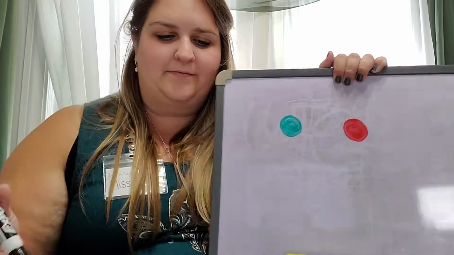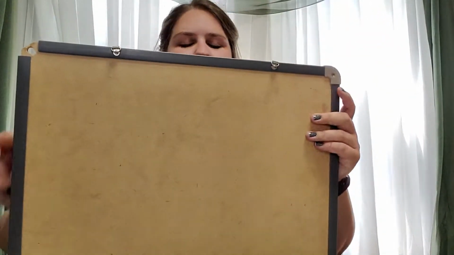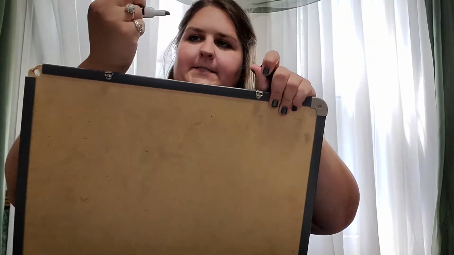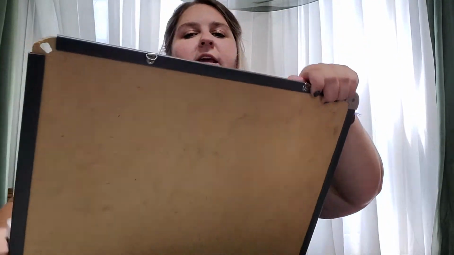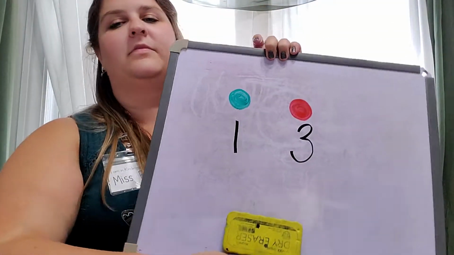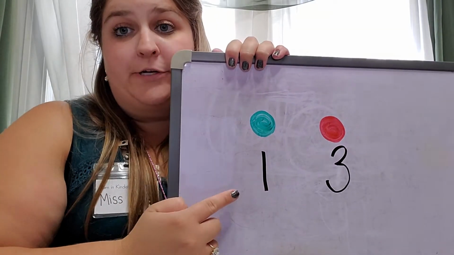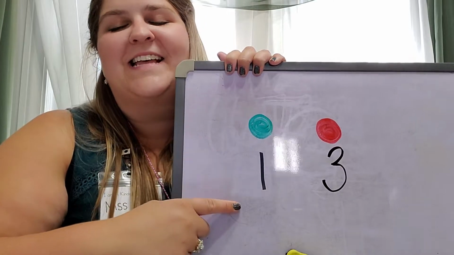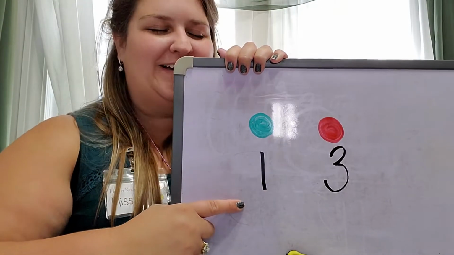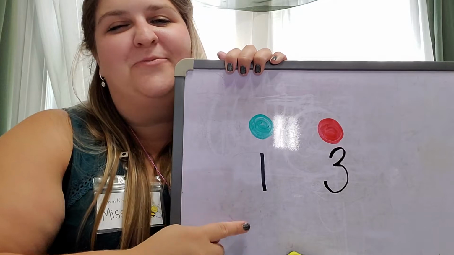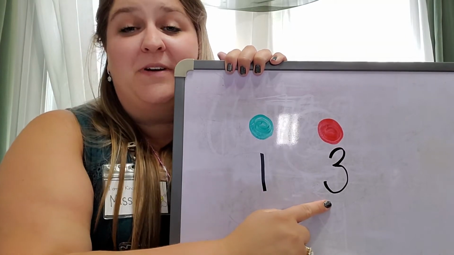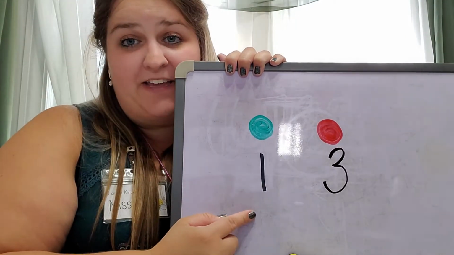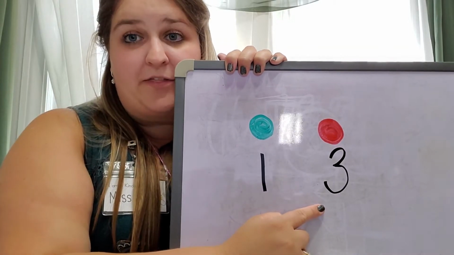Green light, red light. I'm going to write a number underneath the green light, and then I'm going to write another number underneath the red light. Are you ready? Our green light number is go. The green light number is 1. And our red light number is 3. So this means that we are going to start counting at 1 and we're going to stop counting at 3.